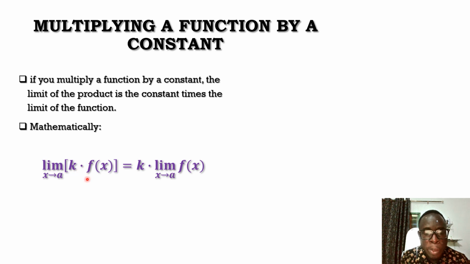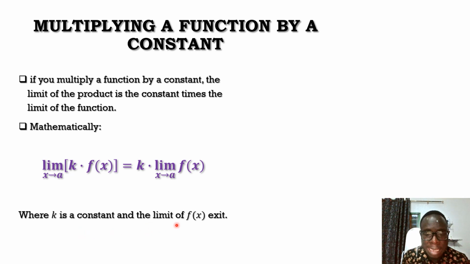So for this case, mathematically, we can say that the limit as x approaches a of a constant k multiplying the function f of x will be equal to the constant k times the limit as x approaches a of f of x, where k is a constant and the limit of the function exists.